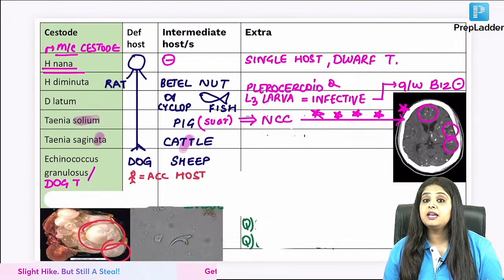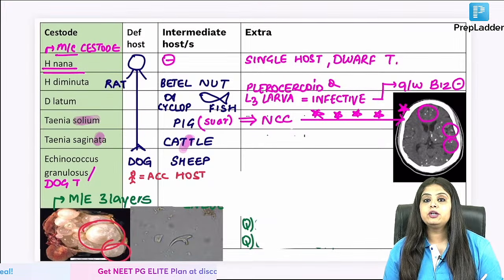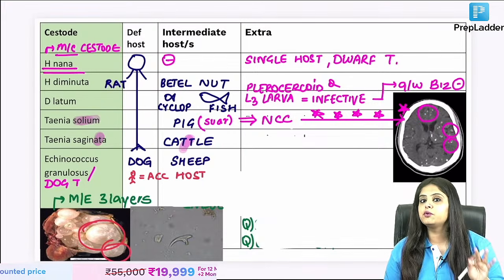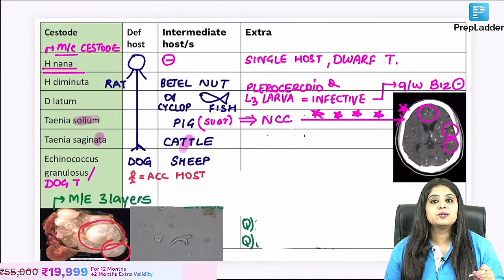They will ask you how many layers this cyst has. It is going to have 3 layers under the microscope. Can you name the 3 layers? They won't give you photos. They will ask you one question on the 3 layers.